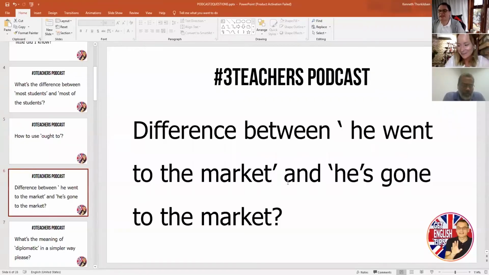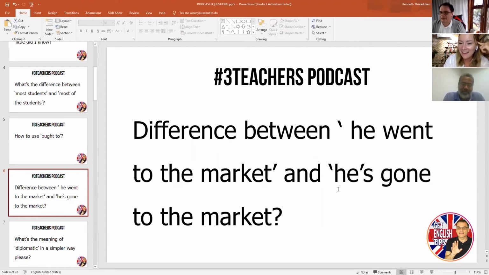Here's one. This is a grammar one. What's the difference between he went to the market and he's gone to the market? Or sorry, he went to the market, not he's went. He went to the market and he's gone to the market. Lily, this is a grammar one.